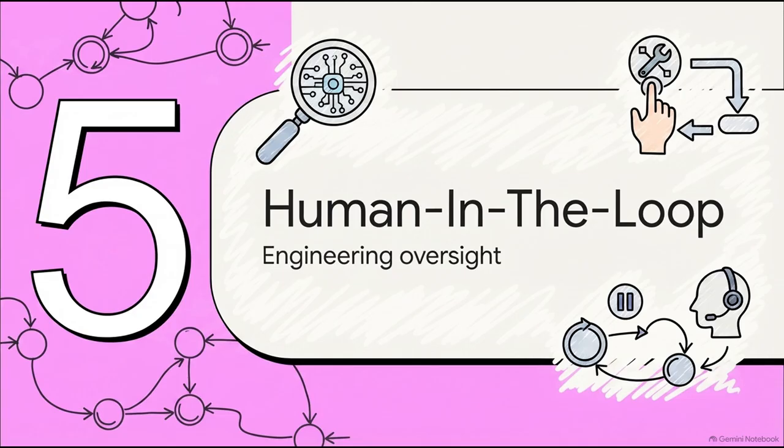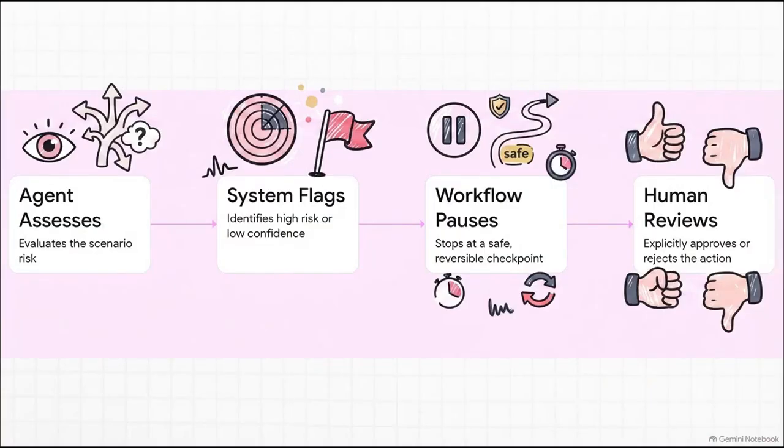Which leads us to Section 5, Human-in-the-Loop Escalation. Let's talk about engineering oversight. Because we can't engineer away all uncertainty, we have to engineer how we handle it. When an AI agent evaluates a scenario and detects high risk or low confidence, the workflow shouldn't just take a wild guess. It needs to pause at a safe, reversible checkpoint. This is the whole concept of interruptibility, stopping the agent without corrupting the work in progress and allowing a human to explicitly step in to either approve or reject the action.